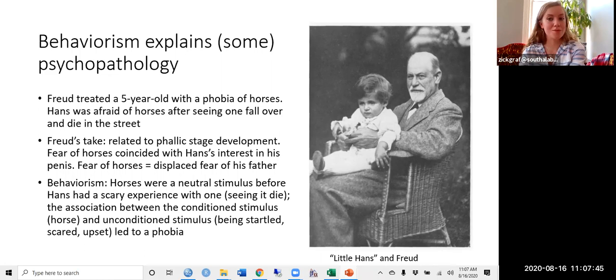He was out walking with his nanny in the street and a cart horse had a heart attack and convulsed and died in front of him. So seeing that death and probably seeing the reaction of adults around him being upset was really scary for Hans. So that experience, seeing a horse die, was an unconditioned stimulus. It had intrinsic emotional value. It was upsetting. And it was paired with a horse, which before this didn't have any value, but after this became associated for Hans with the unconditioned stimulus of death and the unconditioned response he had to that stimulus, being startled, being scared, being upset. And that pairing led him to develop a phobia. So the behaviorist take on this also implies a pretty straightforward treatment, which is expose Hans to horses and let him learn that most of the time they don't keel over and die in front of you, and most interactions he would have with horses would be positive or neutral.